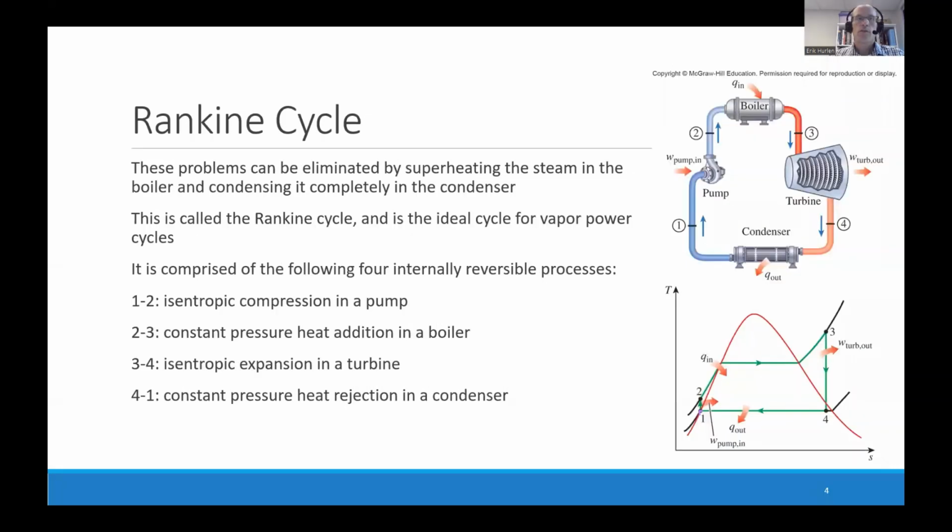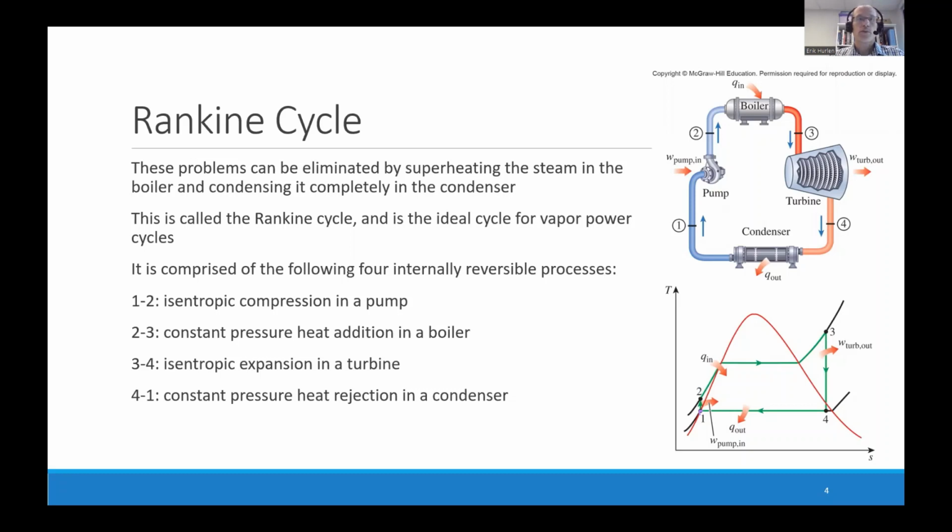These issues can be resolved by using superheated steam into the turbine so that it remains gaseous, then by completely condensing the steam into water before moving into the compressor, which is actually a pump in this case. Pumps are compressors for liquids. This thermodynamic cycle is called the Rankine cycle. This is the ideal cycle for vapor power cycles.